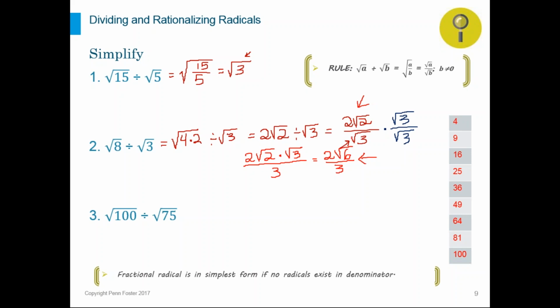This is a correct answer here: 2 square root of 2 over the square root of 3. It is a correct answer, but it's not in simplest form. So be careful whenever you are dividing. Check. If you have a radical in the denominator, you have to rationalize the denominator using this method. Any question on this?